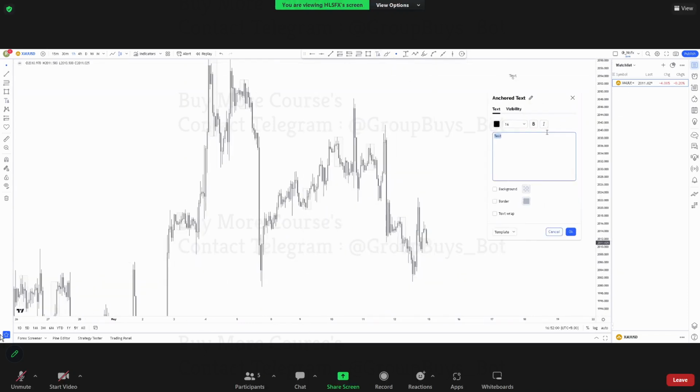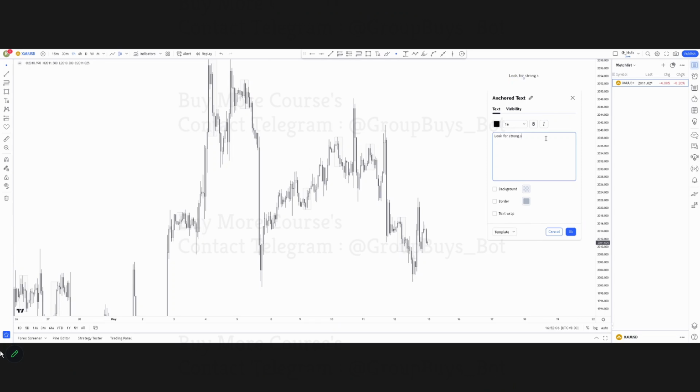The first thing is to look for strong areas. Second, look for decision points. Third, your decision point should have liquidity resting above or below it, depending on the scenario.